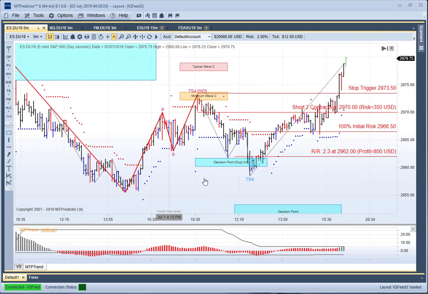So anyway, hopefully that's a good example of using MTPredictor, in particular on a trade setup that looked good at the time but did not quite unfold as anticipated. And I think it's important to show examples like this, or real world examples like this, where trade setups do not go as anticipated.